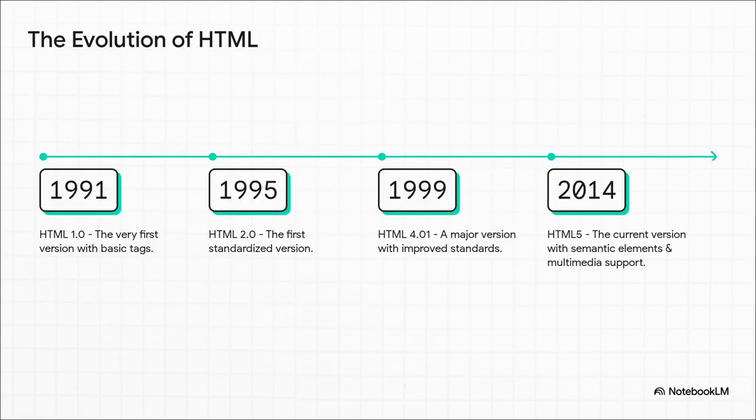And man, has it been evolving. It's been around for decades. You can see it started super basic back in '91. But what's really interesting here is that jump in 2014 to HTML5. I mean, that was a total game changer. It introduced tags that actually have meaning and gave us built-in support for things like video and audio, basically making the web what we know and love today.